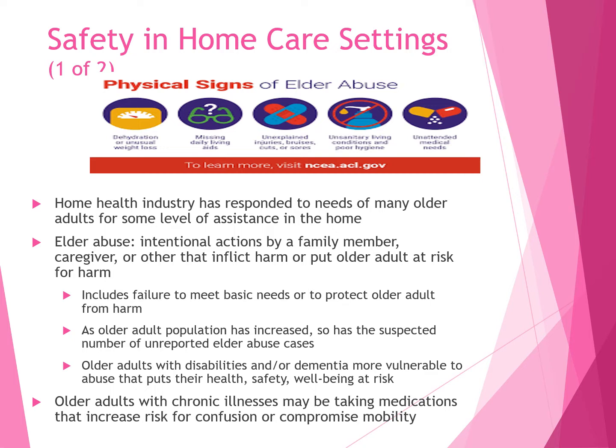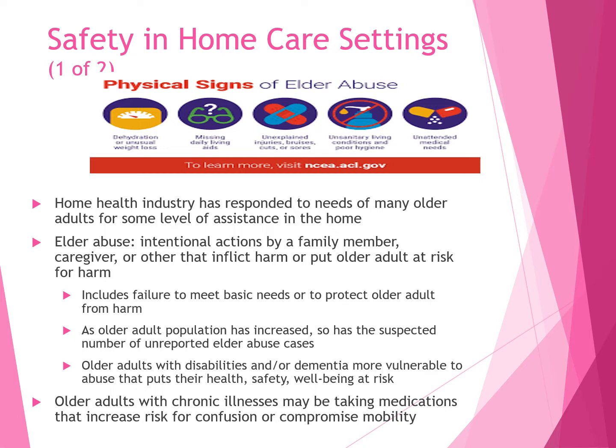And some of the signs of elder abuse are becoming very depressed, urinating on themselves. That's the same with children, very withdrawn, telling you that people are abusing them. We need to look for cigarette burns and bruises and marks where they've been hit. So when we look at elder abuse, these are intentional actions by a family member, caregiver, or other that inflicts harm or puts an older adult at risk for harm.